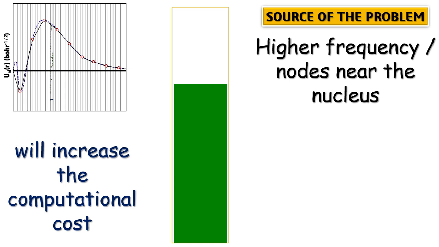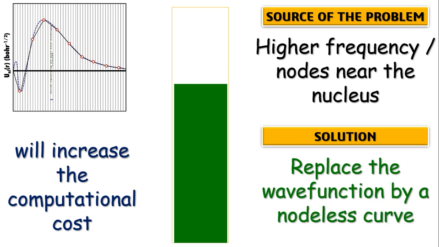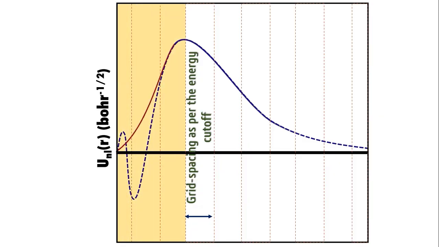Therefore, what we will do here is replace the real wave function by a smooth and nodeless curve in the core region, as shown in this figure. You can clearly see the representation of the wave function. Actually, this one has a particular name, the pseudo wave function. However, the representation of the pseudo wave function is quite great with the same number of grid points now, right? So, DFT people are really smart, aren't they?